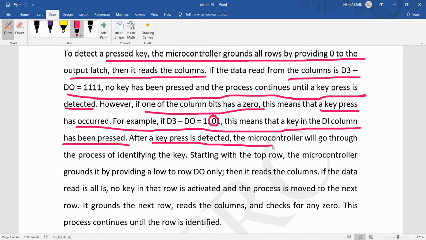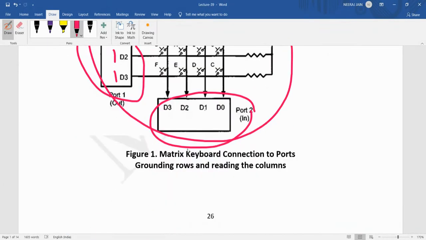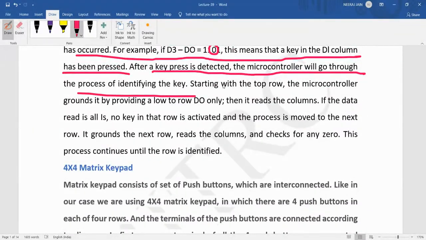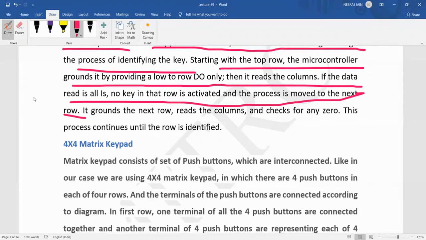After a key press is detected, the microcontroller will go through the process of identifying the key. It will try to find out which key is pressed. Starting with the top row, the microcontroller grounds it by providing a low to D0 only. When it reads the columns, if the data read is all 1s, no key in that row is activated, and the process moves to the next row.